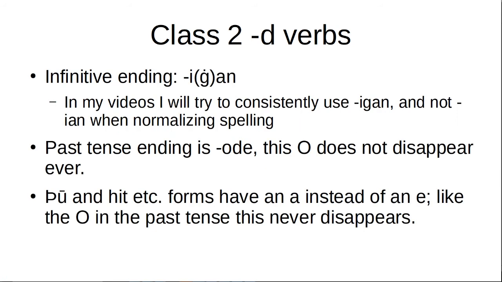The class 2D verbs are very similar. The infinitive ending is -ion. The past tense ending is -ode. This O doesn't disappear ever. The thu and hit forms have an A instead of an E, and this also never disappears. And what I noted at the top of the page is that you can also spell it I-A-N instead of I-G-A-N, but I prefer I-G-A-N, so that's what I'm going to try and use in all my videos.